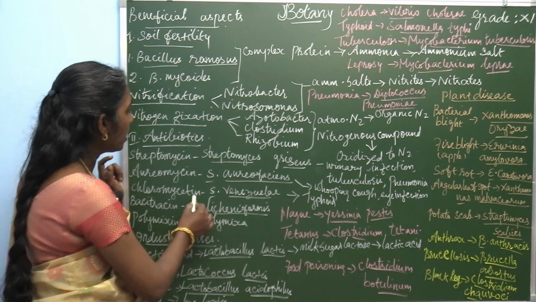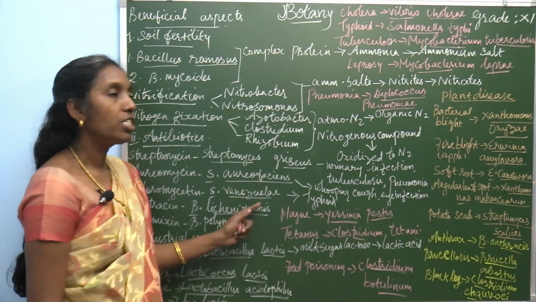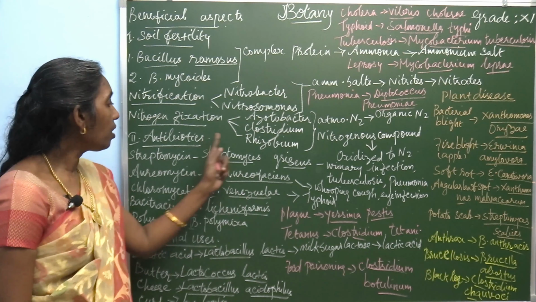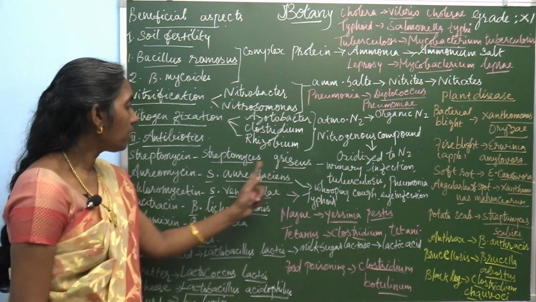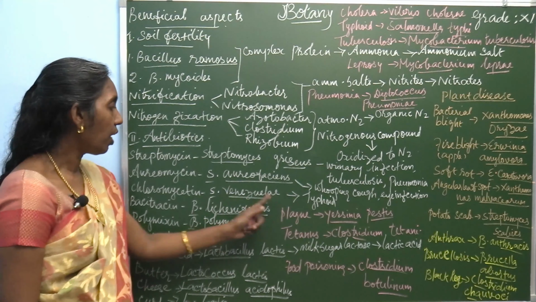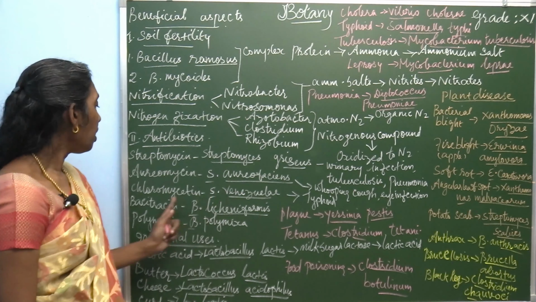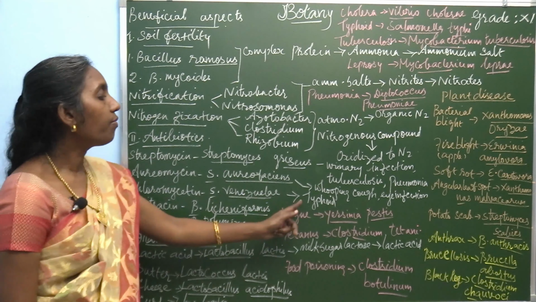Then chloromycetin. Chloromycetin is obtained from Streptomyces venisulae. These three bacteria are Streptomyces species: Streptomyces griseus, Streptomyces aureofaciens, Streptomyces venisulae. Streptomyces venisulae gives chloromycetin. Chloromycetin is the antibiotic for typhoid.